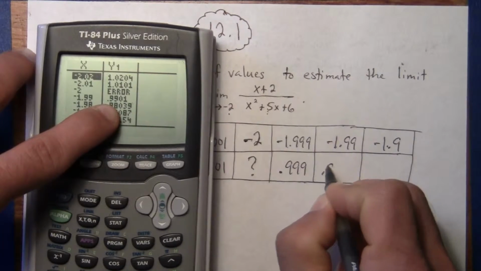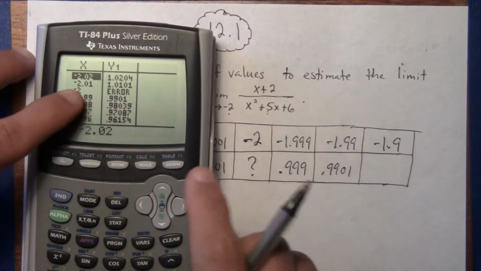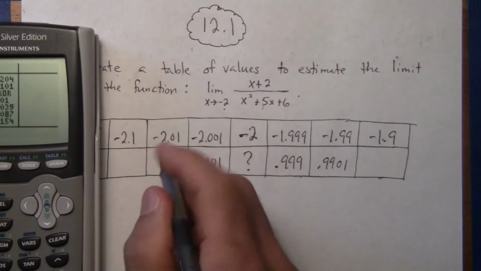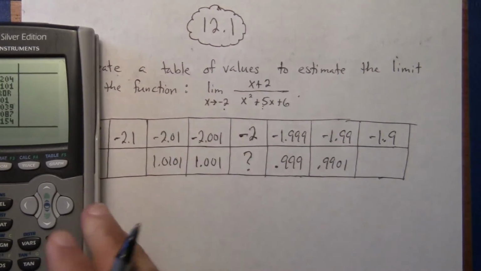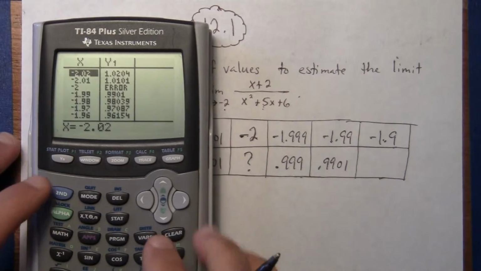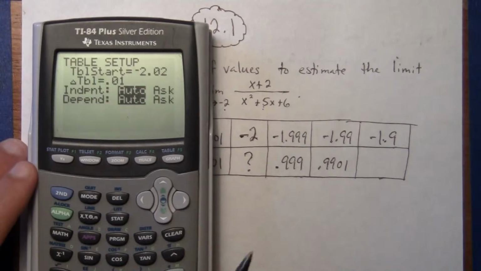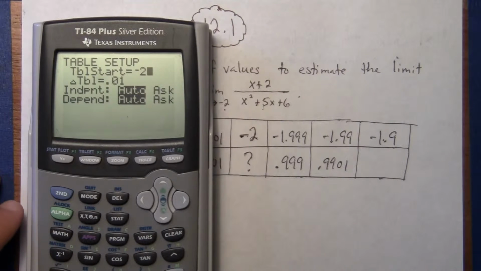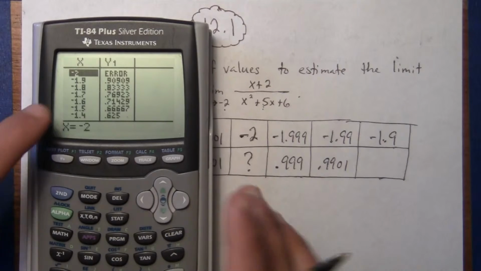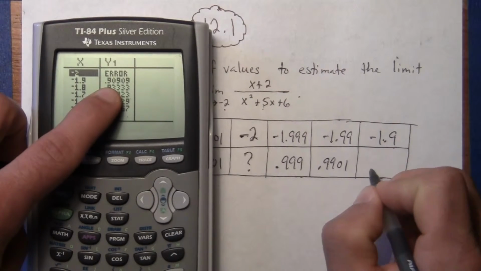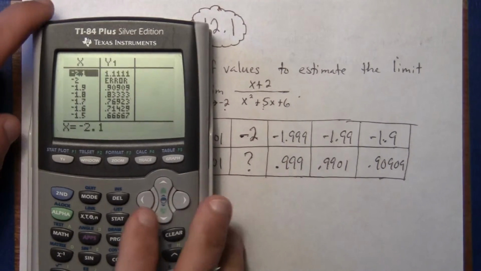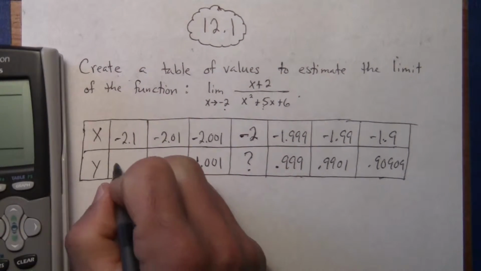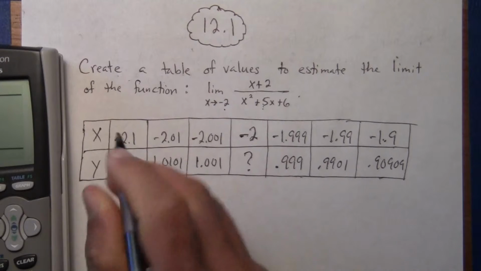This would be 0.9901, and -2.01 would be 1.0101. And then of course if you want 1 decimal place, go back to the table set, tell it again that you want to start at -2, and then 0.1 for 1 decimal place, go back to the table, and now at -1.9 it would be 0.90909. Scroll up, and at -2.1 it would be 1.1111.